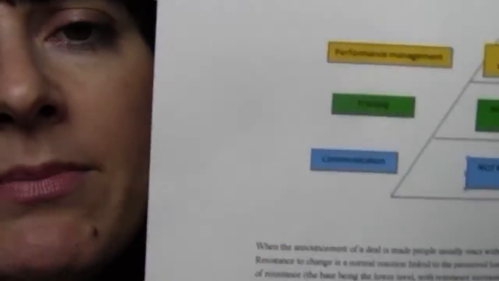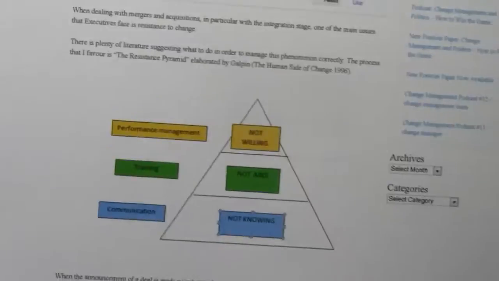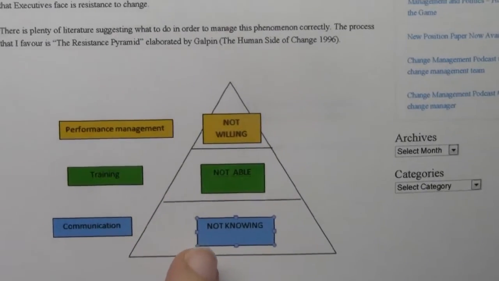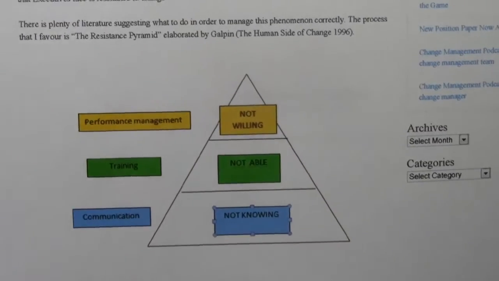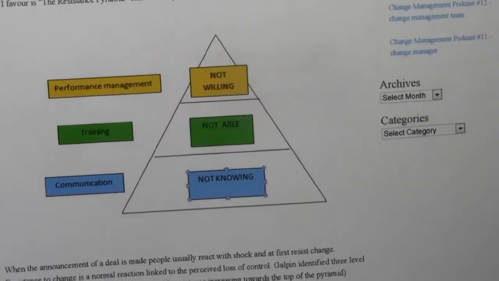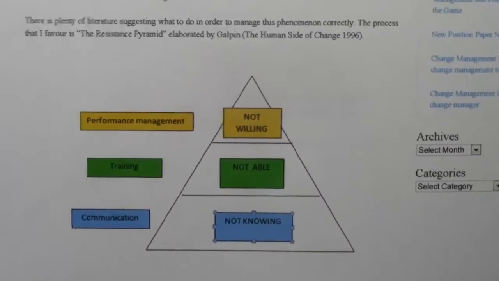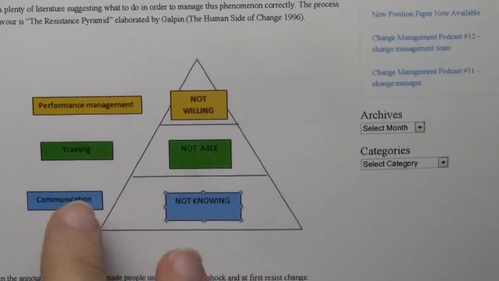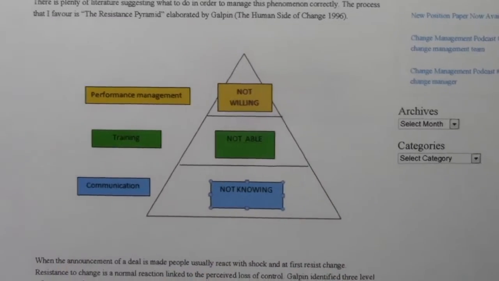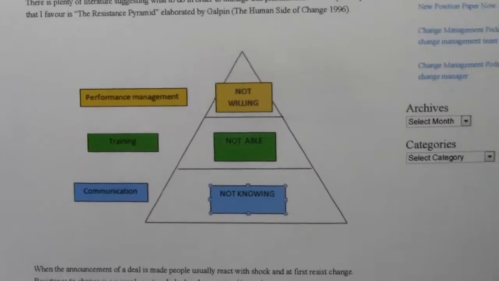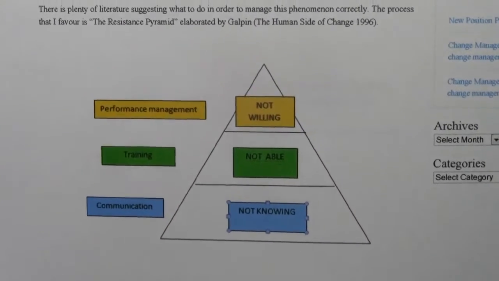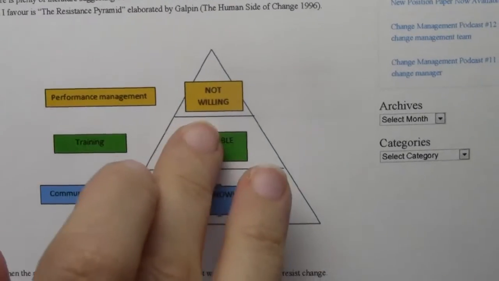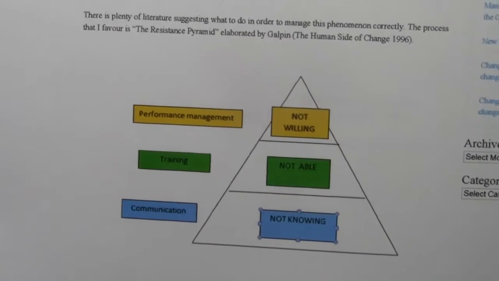What does that mean? It means that not everyone reacts in the same way to resistance. In some cases, there are individuals that are not aware of what is going on. It means that the communication has not been particularly effective. So what you can do in order to address this level is to communicate correctly. I will talk in later videos about how to deal with communication. The next level are people that are not able.